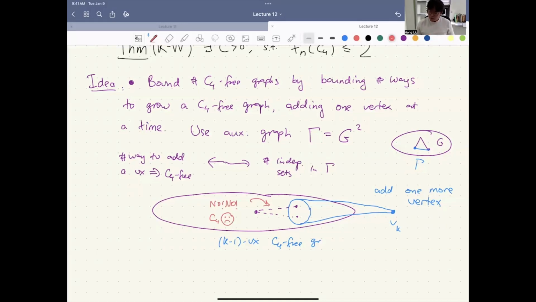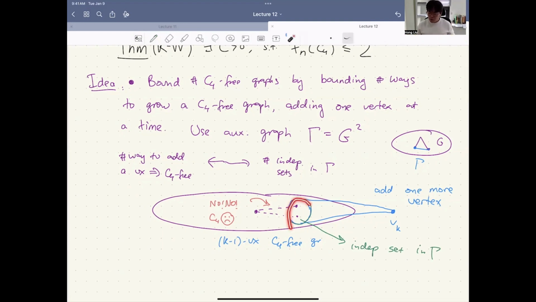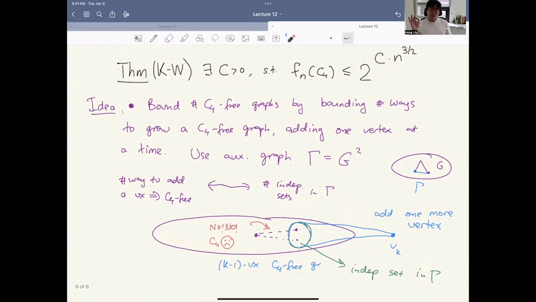What does this mean? These two vertices cannot be at distance 2. That means these two vertices cannot be adjacent in gamma. So this is an independent set in gamma. The number of ways to add Vk is the number of independent sets we can add to. And this is the key thing to observe.